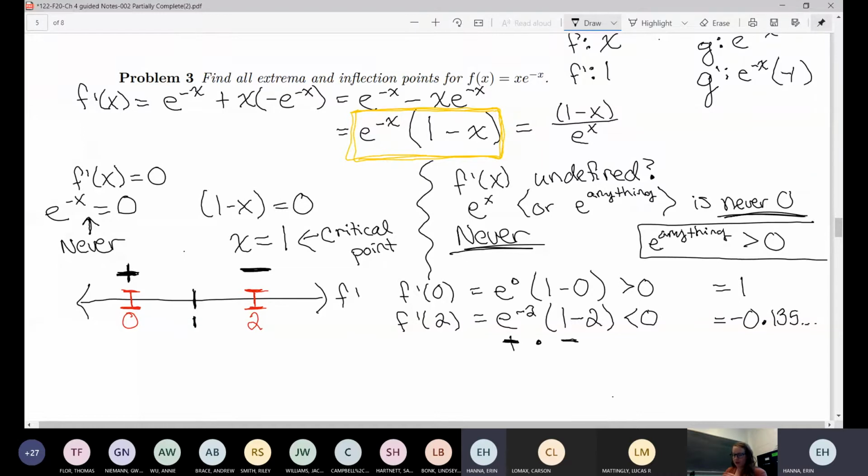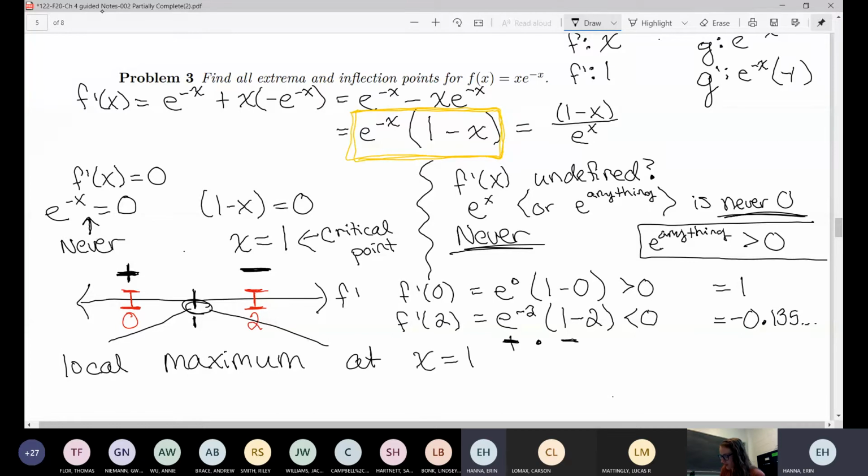I like to draw my little line segment deals. If the derivative is positive, the original function is increasing. If the derivative is negative, the original function is decreasing. So since the original would change from increasing to decreasing, we must have a maximum at x equals 1. So we have a local maximum at x equals 1.